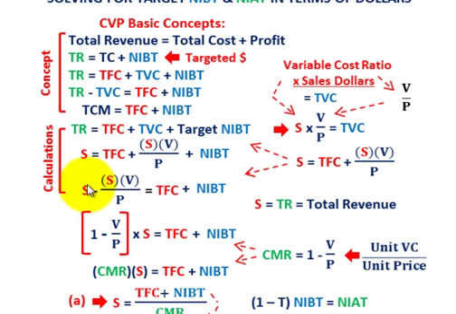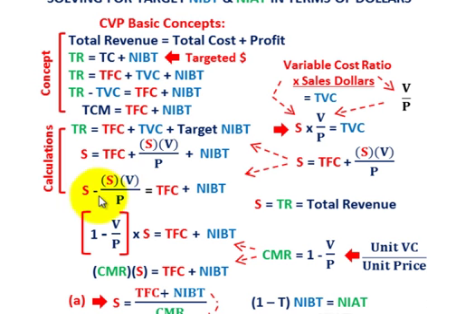So now we come up with S minus our variable cost times our variable cost ratio here times our sales dollars. Minus S, move it over to the other side of the equation so that we've got that amount on this side. Now it would equal our total fixed cost plus our net income before taxes. Okay, so now we can factor out our S, our sales dollars, from this side of the equation.